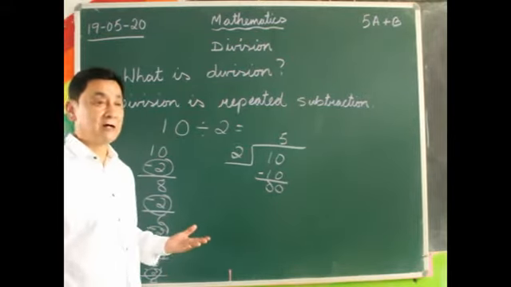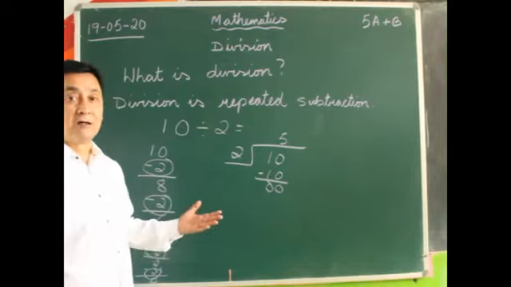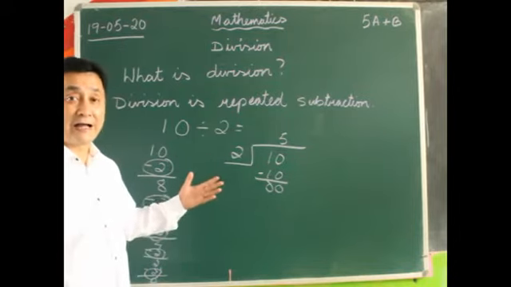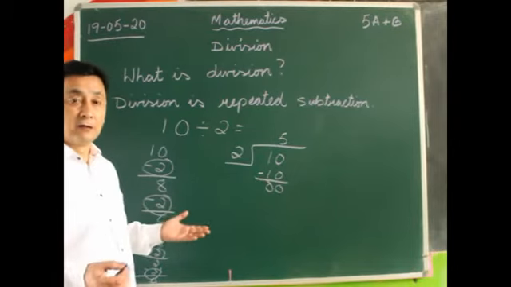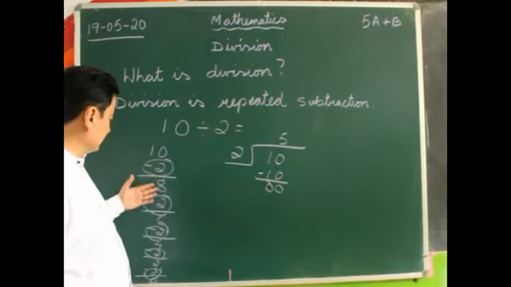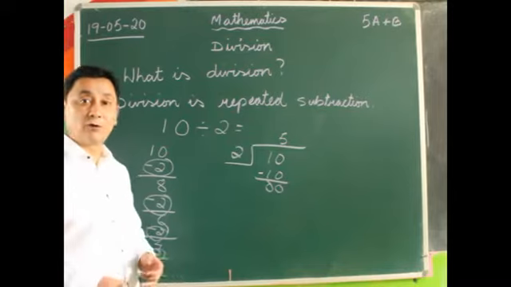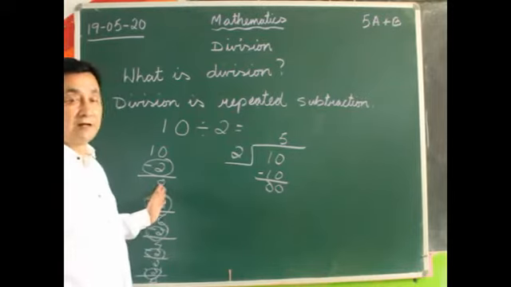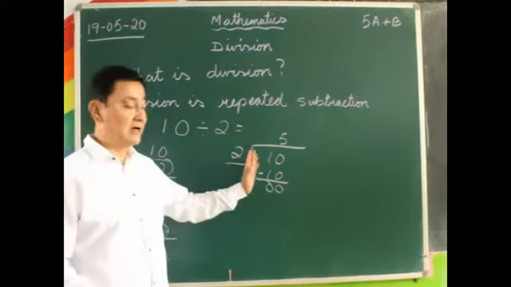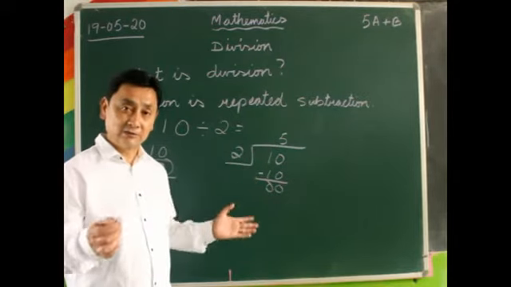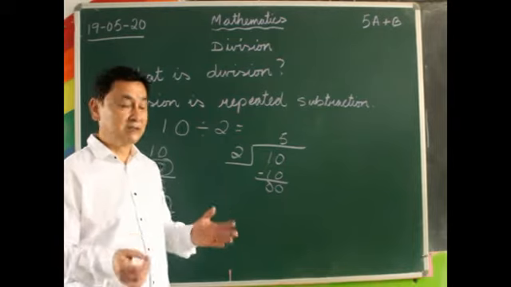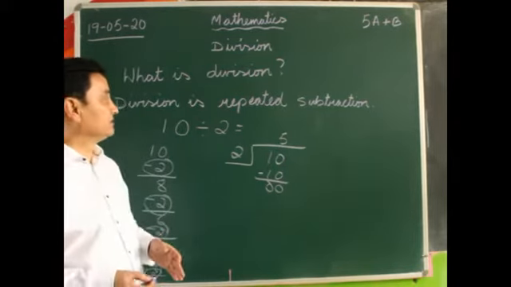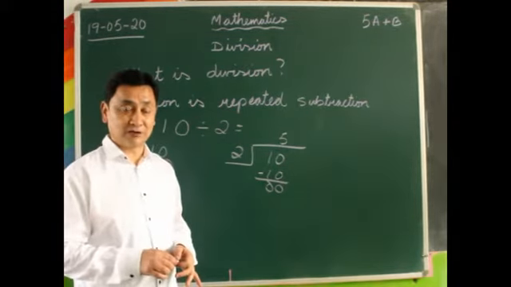Just say you have to divide 1 lakh by 10. If you're going to subtract, doing it this way, it's going to take you one whole day, maybe 4 or 5 pages. But if you divide, you'll finish the sum in one column or one page. So basically, division is repeated subtraction.